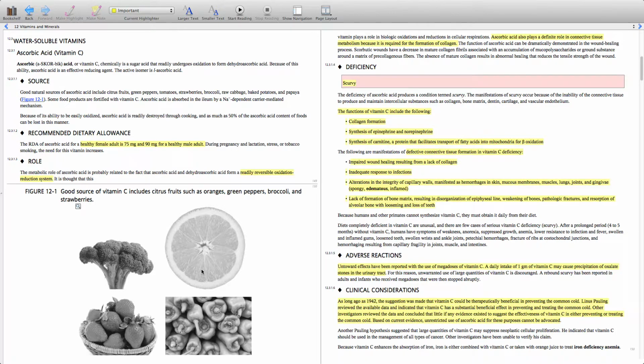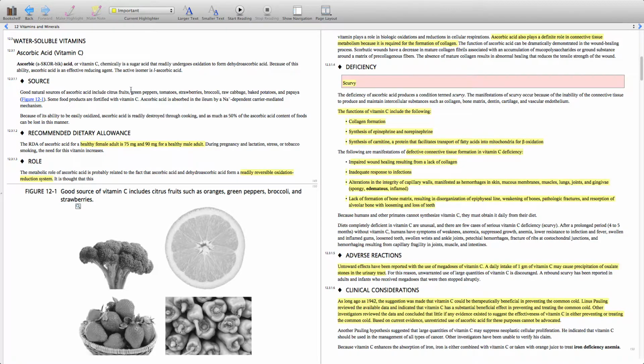Water-soluble vitamins. So water-soluble vitamins basically don't stay in your system for a long period of time. Okay. So the first one is vitamin C. Chemically it is a sugar acid and readily undergoes oxidation to form dehydroascorbic acid.